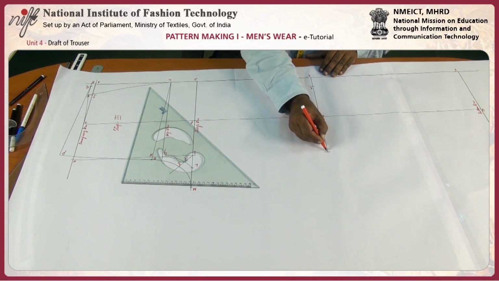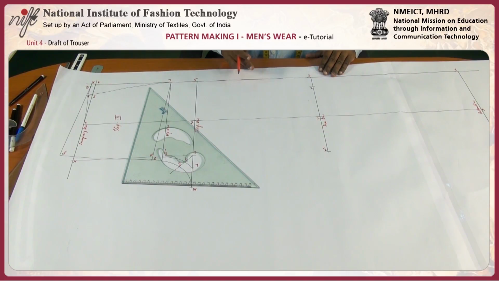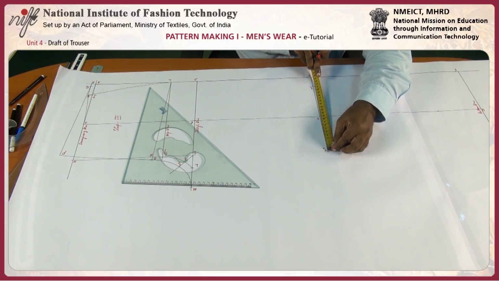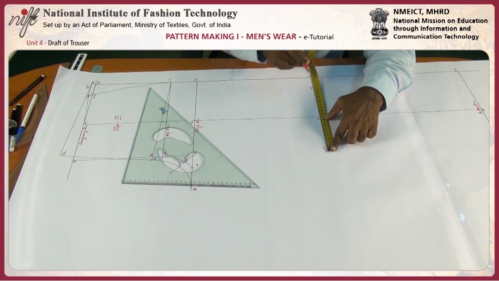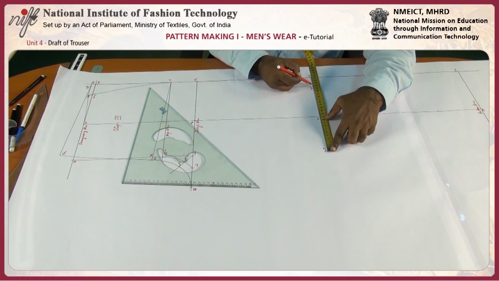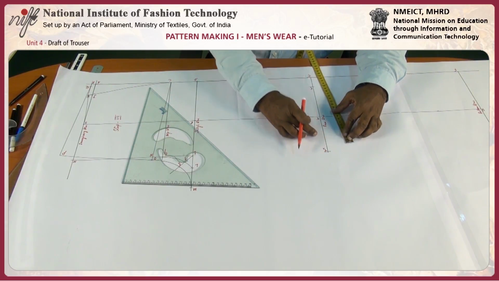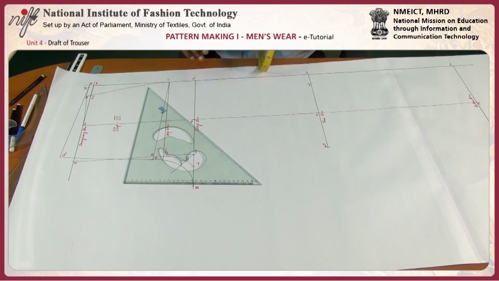T1, T2. From T is a center point. Total it will be 21.5 centimeter, which is half knee circumference minus 1.5 centimeter.